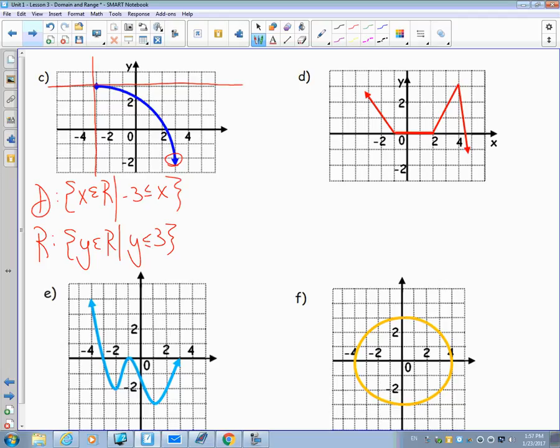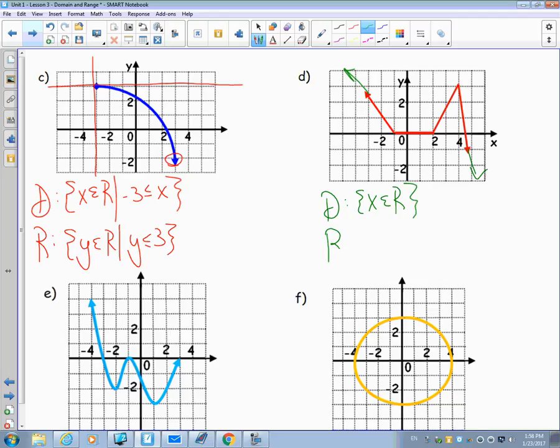Let's try the next one. I see lines, so I can start off with my all real numbers. How far to the left? I've got an arrow on the left. How far on the right? Oh, got an arrow on the right. Guess I don't have any boundaries, so just all real numbers.